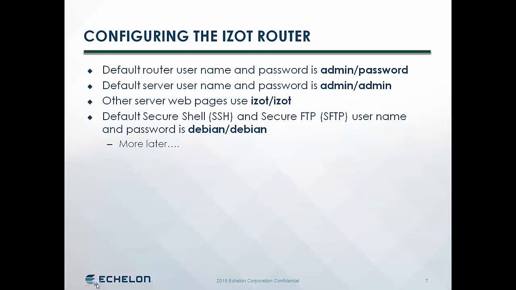Okay, moving on to configuring the IzoT router. With respect to usernames and passwords, the default router username and password is admin and password. The default server username and password is admin and admin. Other server web pages use IzoT and IzoT. The default secure shell, or SSH, and secure FTP, or SFTP, username and password is Debian and Debian. We'll be discussing more about SSH and SFTP a little bit later.